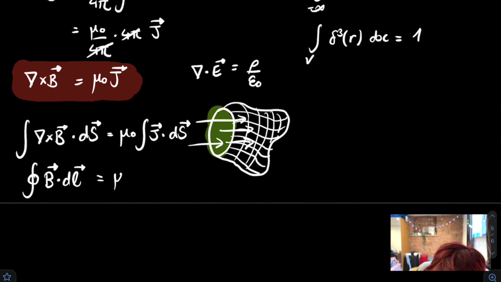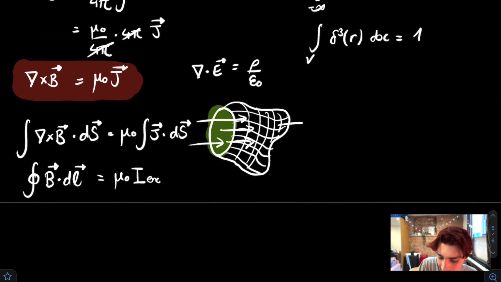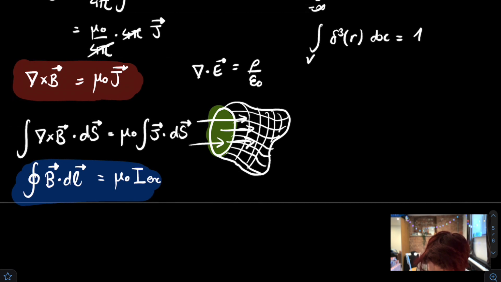And that is equal to mu naught. And what's J dS? Well, current density, current per unit area, times area is just current. So this is going to be the current right here. But it's important to note that this is the current enclosed within this surface right here, the current that's flowing through this bag, if you like. And this right here is the integral form of Ampere's law.